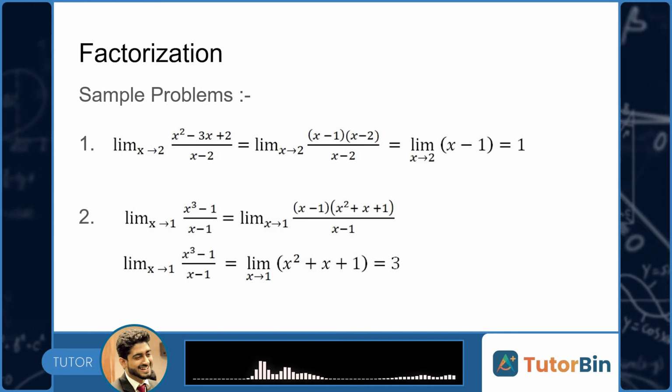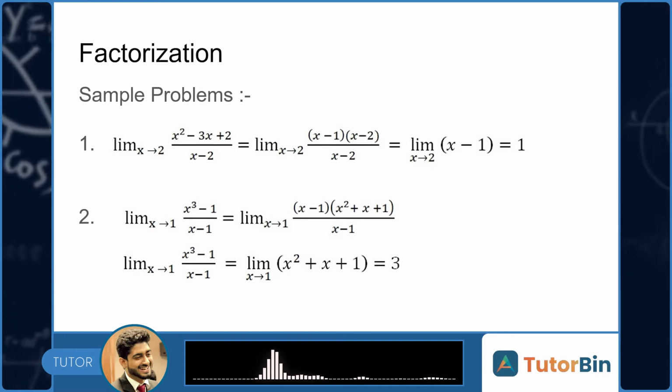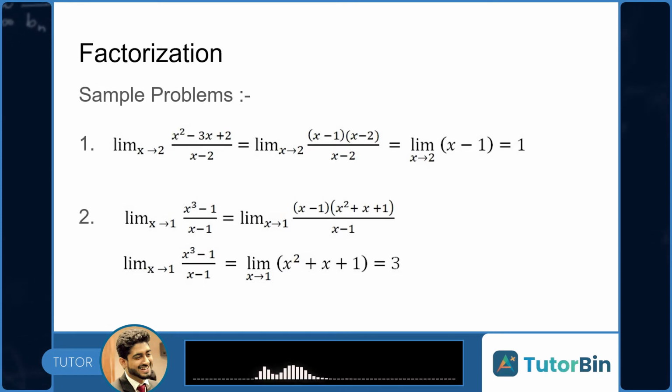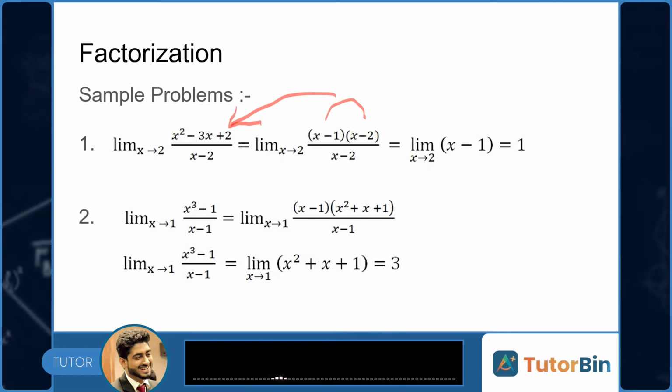We will factorize these terms. The term in the numerator can be factorized into (x minus 1)(x minus 2). If we multiply both terms, it will become this. So here what we did, we just factorized this equation into these terms. These are the factors of this equation.